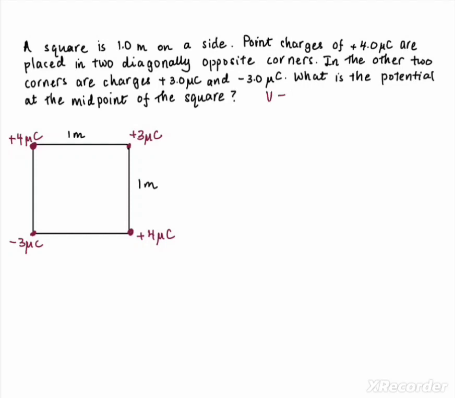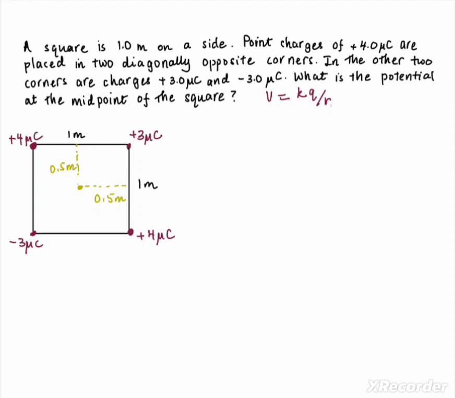So remember, V is K Q over R. Q is not absolute value and V is a scalar. So we have to look at the midpoint. So the midpoint is here. Because this is a square, what you have is 0.5 meters here and 0.5 meters here.